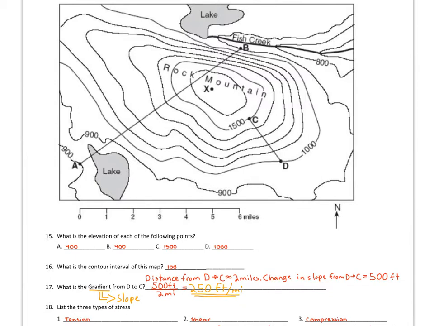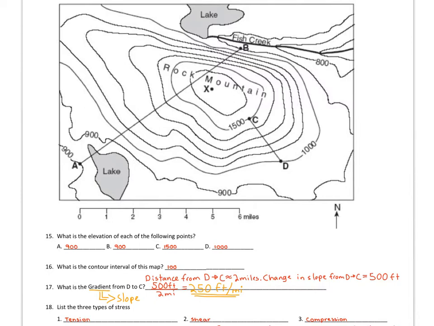So first off, what are the different elevations? A, 900, right? Look at the contour line. Right next to it, it says 900. B, you're like, wait, is that 800 or 900? If you go from 800, then it's 900, then we label 1,000. So just look at it. B is 900, C is 1,500, and D is going to be 1,000. Right? Not too difficult yet.